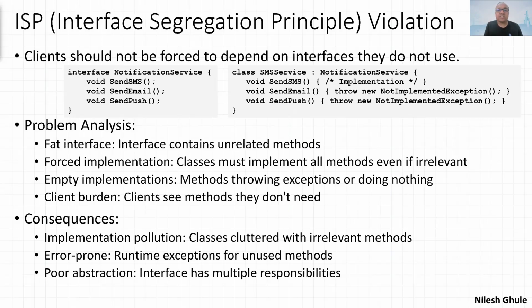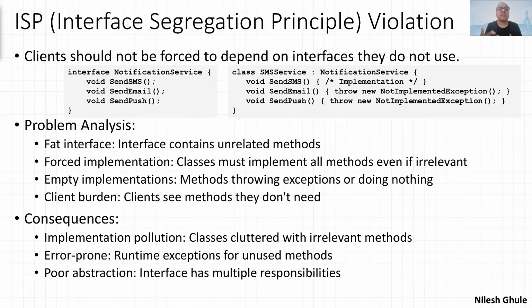Now, this is an unnecessary burden to the clients, with methods that they do not want to use. And this makes my implementation polluted. A lot of unwanted functionality is added over here. This is error prone because runtime exceptions can be generated from your code, and that is again poor abstraction. The question is how it should be handled.